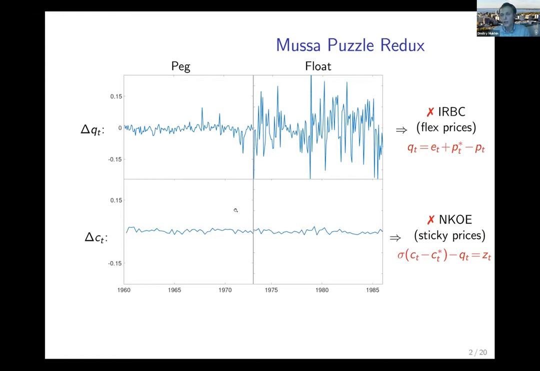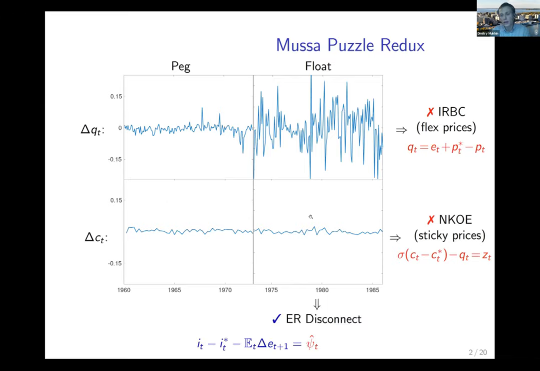So the first contribution of our paper is to formalize this idea and to show that no matter whether we have a model with sticky prices or flexible prices, we can't really match all these four pictures simultaneously. So how can we do that? What model can explain all these moments simultaneously?